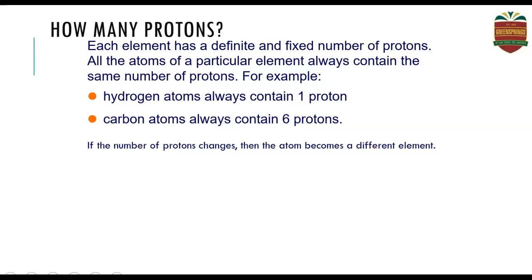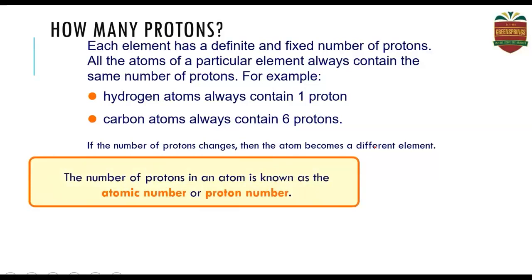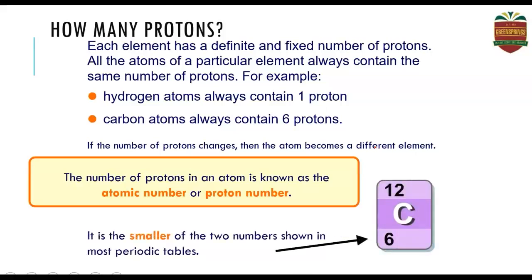And this proton number is also called the atomic number. So when you arrange elements in the periodic table, you arrange them according to the atomic number. This atomic number is the number of protons that is present in that element. So the number of protons in an atom is known as the atomic number or proton number. For instance, that is the smallest number that you have here. So the proton number in carbon is 6.